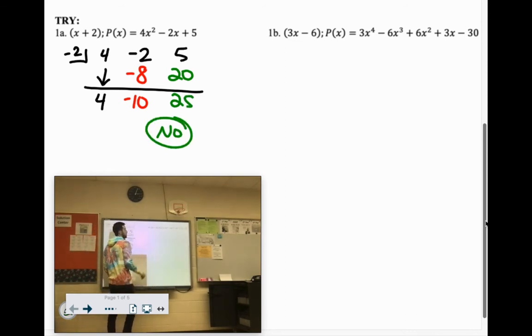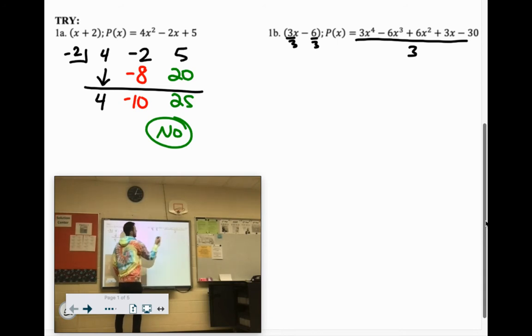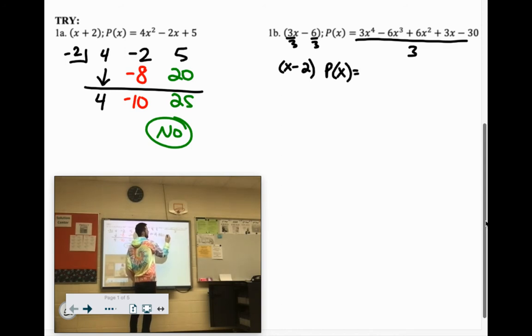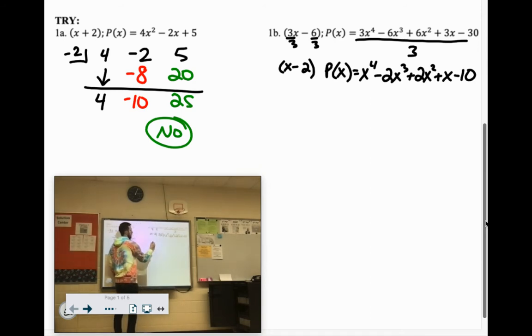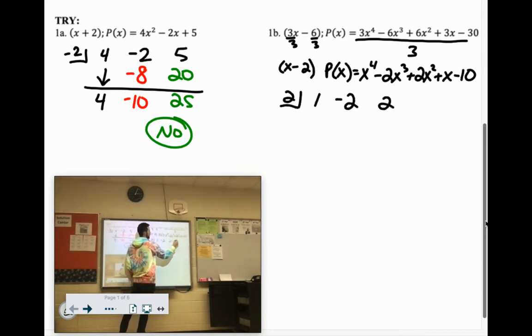Now on this one, remember, it has to just be x. So we need to divide everything by 3. So I'm just going to rewrite that real quick. It'll be x minus 2. And then p of x, it'll be x to the 4th minus 2x to the 3rd, 2x to the 2nd, 1x, and minus 10. So we'll test that out. Positive 2, 1, negative 2, 2, 1, negative 10.